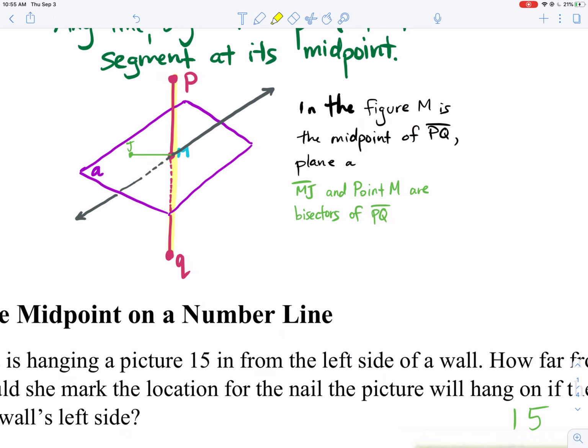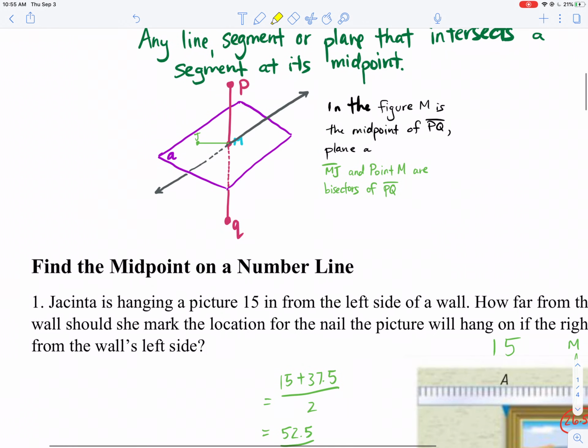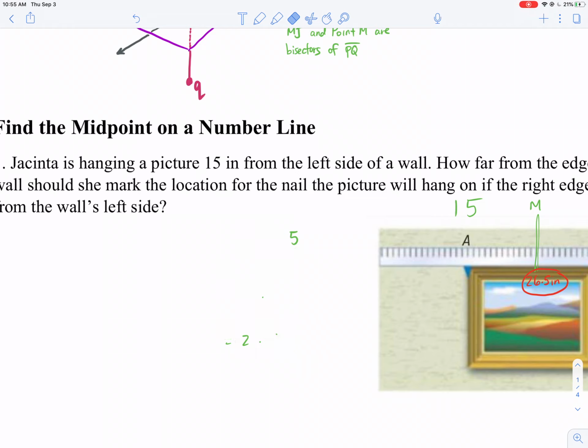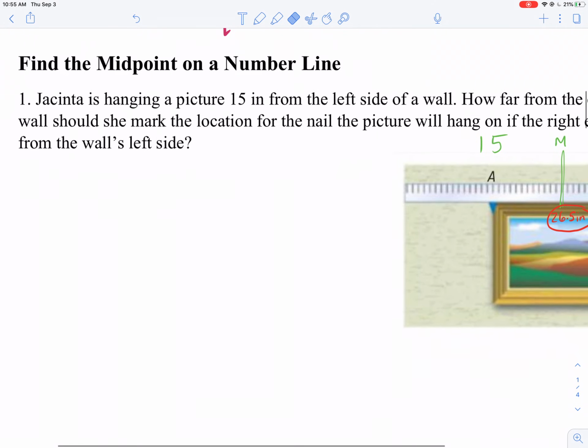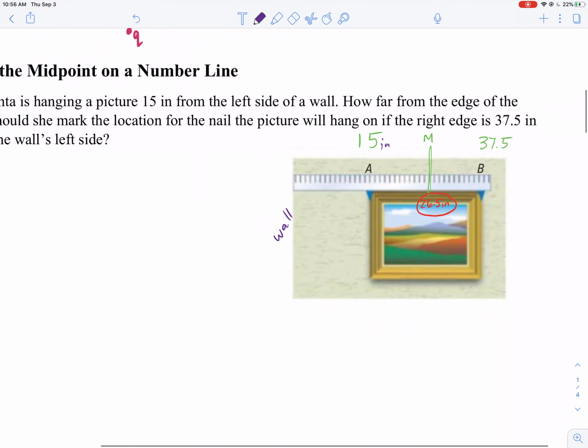So we're going to go through some examples. So I'm going to go through and actually erase these guys so we can do it together. Hardest part of this one is going to be labeling it. So Jacinta is hanging a picture 15 inches from the left side of her wall. So here's our wall, right? So here we're going to be 15 inches away. And then the right edge is 37.5 inches.